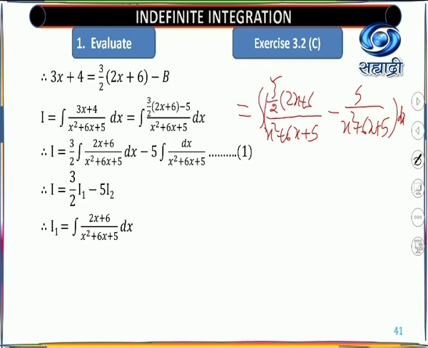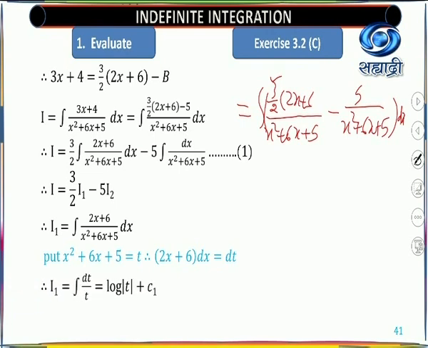Look at here. This is nothing but f dash x upon f x, which we have in our corollary, which says that it is nothing but, so look at here, this is by substitution also you will get. So immediately you are able to write I1 equal to, by substitution, integral dt upon t, log of mod t plus constant c1. So what is the final answer? That is log of mod of x square plus 6x plus 5 plus constant of integration.